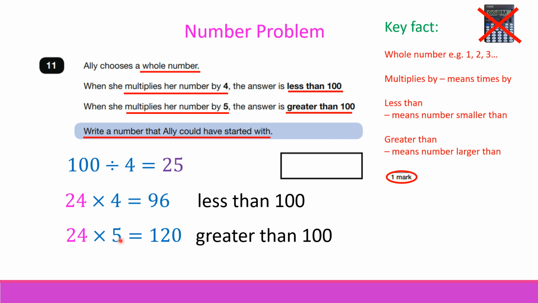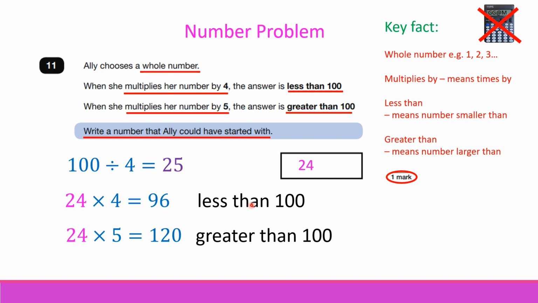Now to multiply by 5 easily in your head, the easiest way is to multiply by 10 and half, because 10 divided by 2 is 5. So if I multiply 24 by 10 by adding a 0 on the end, that gives me 240. Half of 240 gives me 120. Now 120 is greater than 100, so the answer we're looking for is this number here, 24.